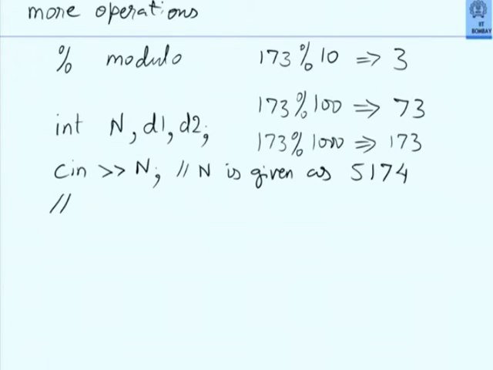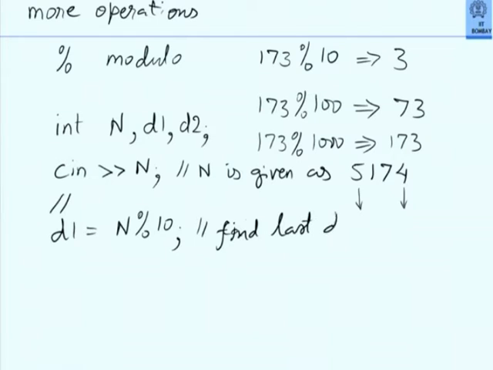So, if n is given as 5174 and you want to find out the sum of the first and the last digit, then how much is that sum? First digit is 5, last digit is 4, sum should be 9. How will you find this out in a program? Now, finding out the last digit is simple, modulo 10. So you say D1 is equal to n modulo 10. We will write a command to find the last digit.